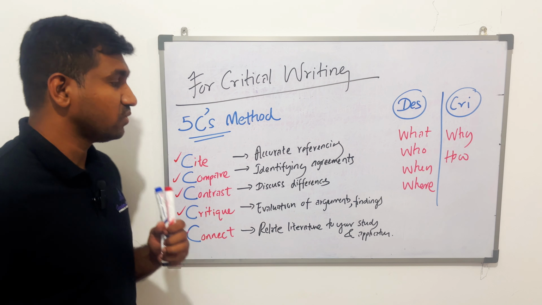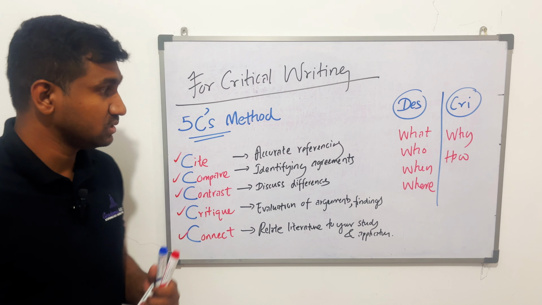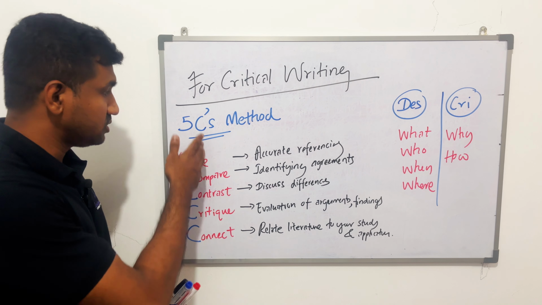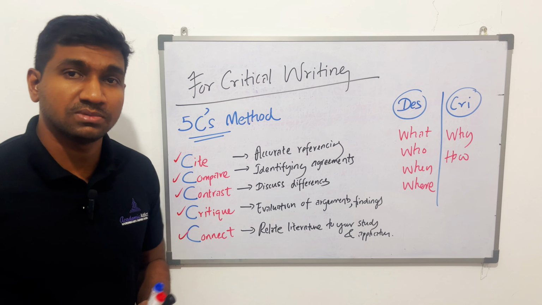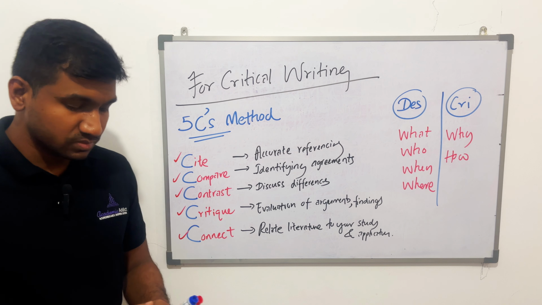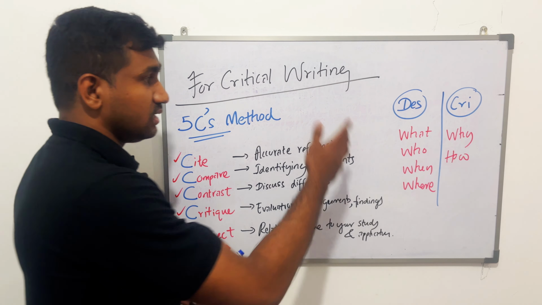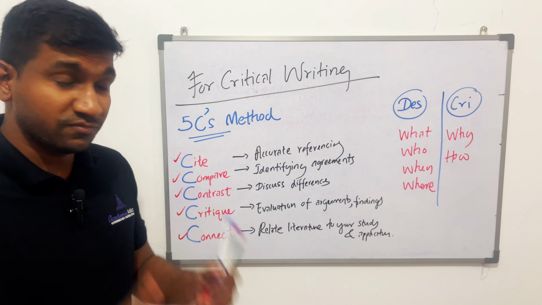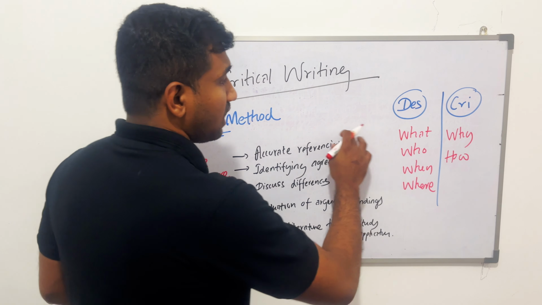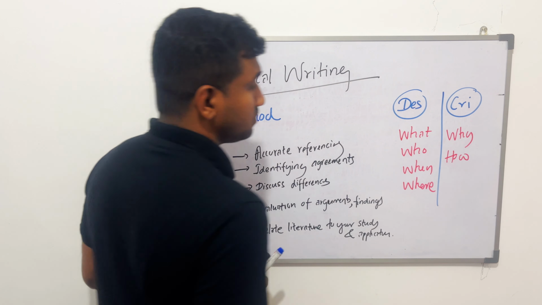So if you want to remember things, when you cover your critical writing context in your assignment, make sure you are following this 5Cs method. This is for easy understanding. So this is called the 5Cs method. And also to simplify descriptive writing and critical writing in the easiest way, I have broken this down into two columns.